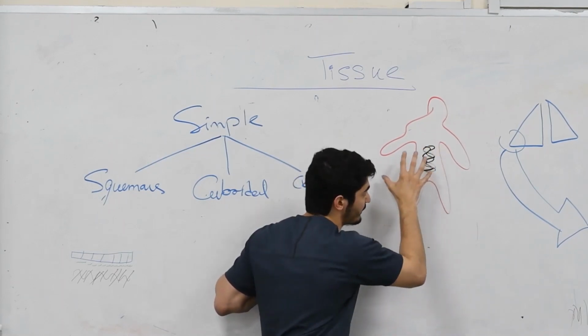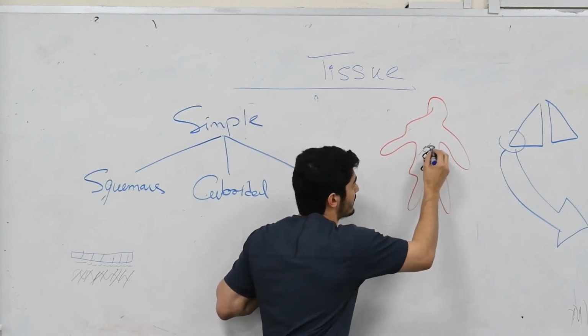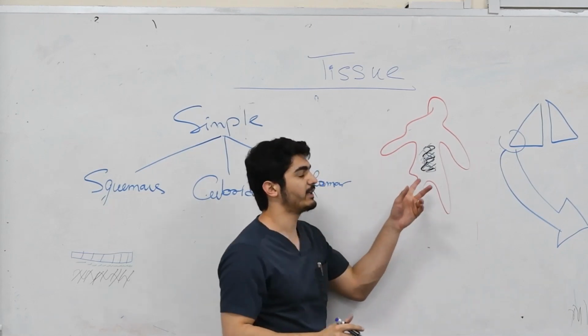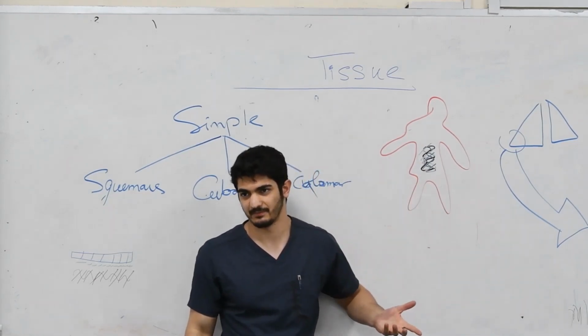We have something that covers those bowel. We call it the peritoneum. Okay? So this peritoneum, the lining of the peritoneum is called serosa.